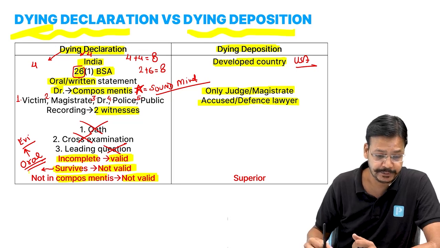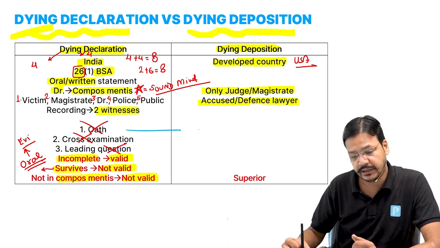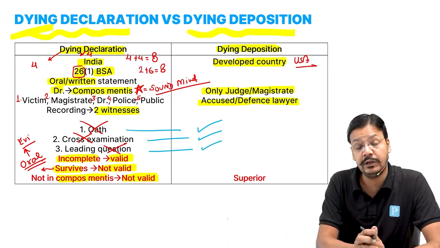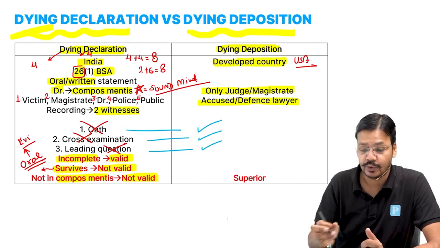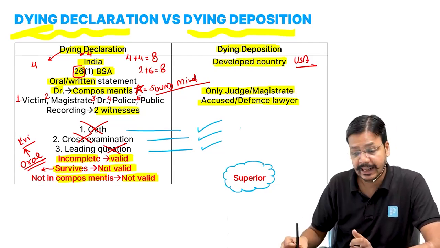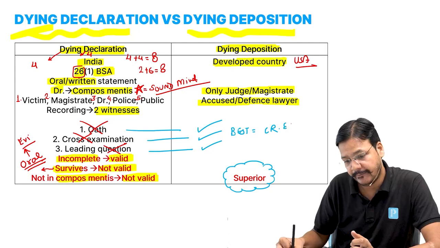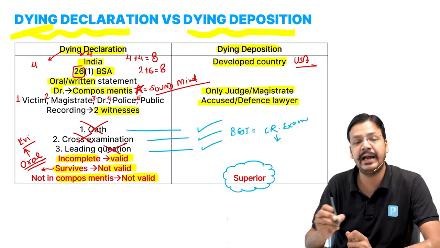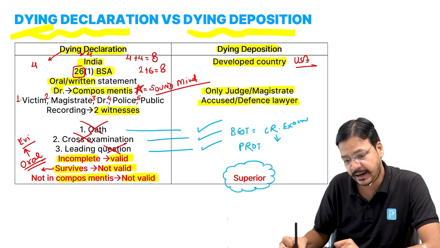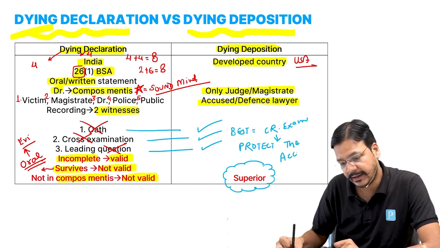Look, sir, what are the three special things of this? It is just like a court. Oath is taken, cross-examination is done, and leading questions are also asked. So one thing is clear, it is superior if we compare with dying declaration. And the best part is cross-examination. The best part of dying deposition is cross-examination, because by cross-examination, you can protect the accused.